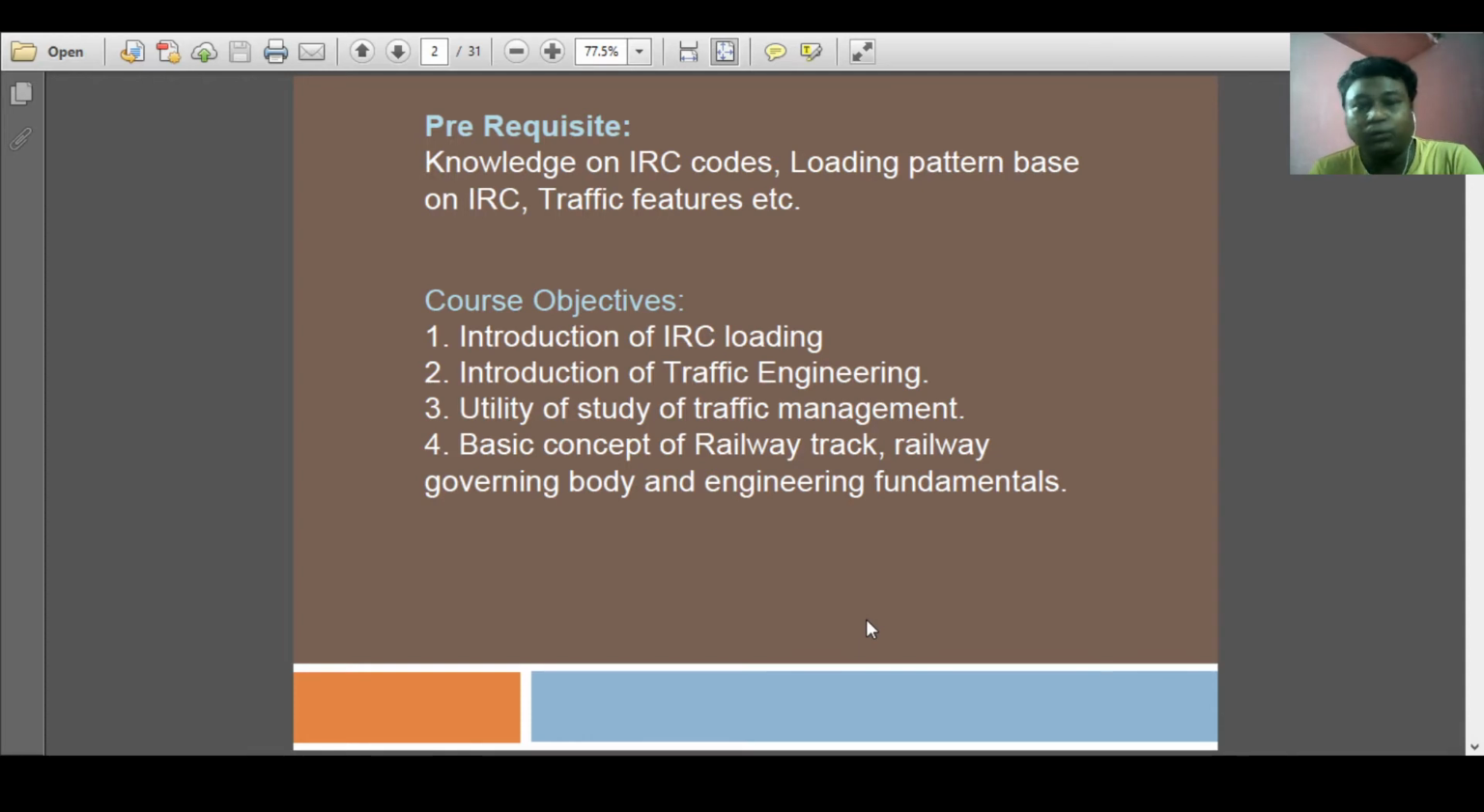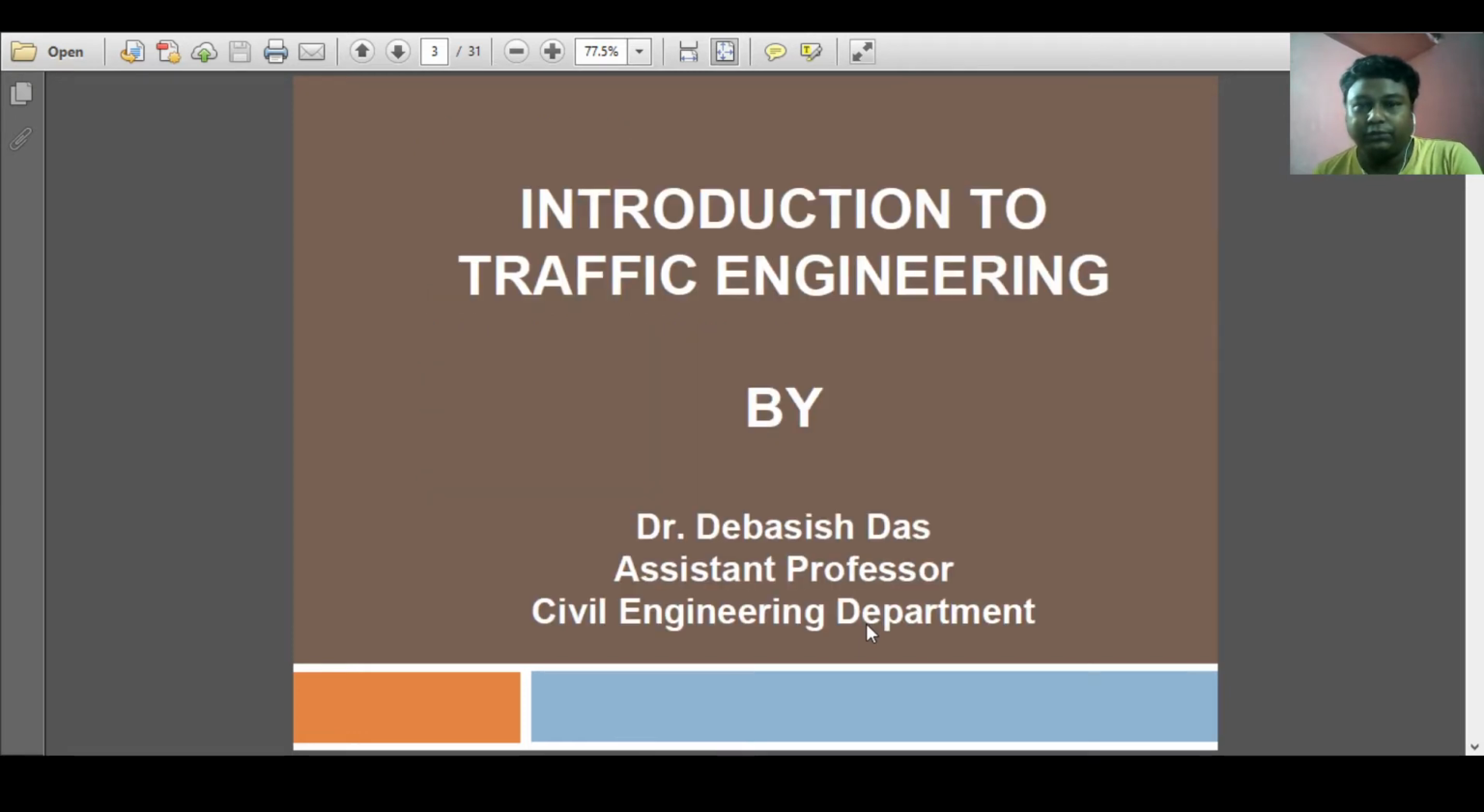So what is the course objective? The course objective is basically the introduction of IRC loading, introduction of traffic engineering, utility of study of traffic management, and basic concepts of railway track, railway governing body, and engineering fundamentals. So first we will start with the introduction of traffic engineering.